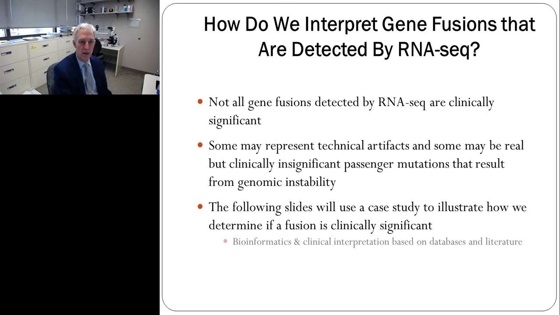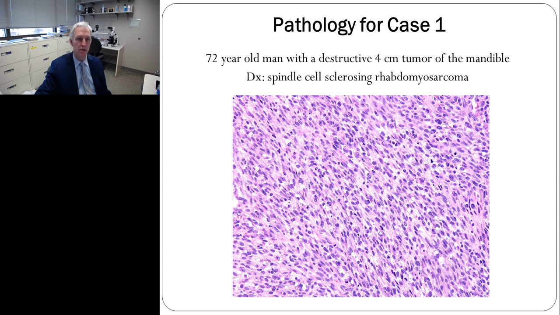And some may be real fusions, but clinically insignificant, what we refer to as passenger mutations that result from genomic instability in cancers. And so the next few slides will use a case study to illustrate how we determine if a fusion is clinically significant using a combination of bioinformatics and clinical interpretation that's based on databases and literature. So this is a very interesting case. This was actually the first case we ran through the clinical assay.